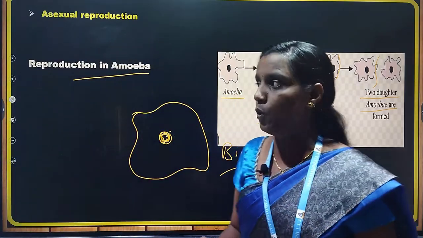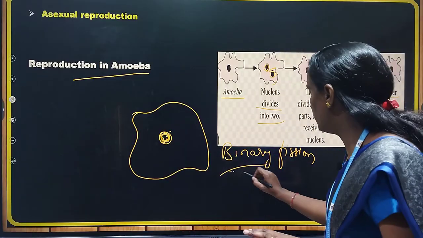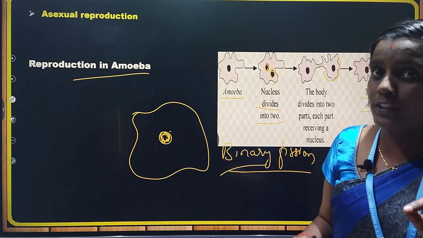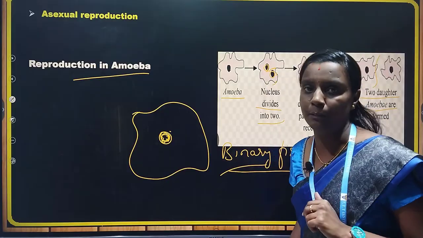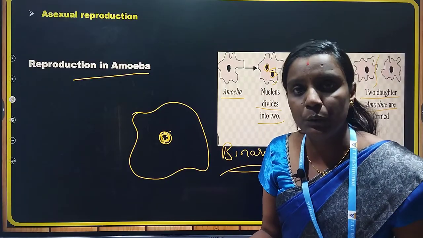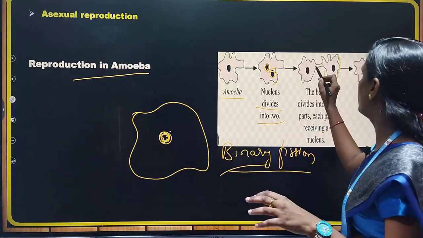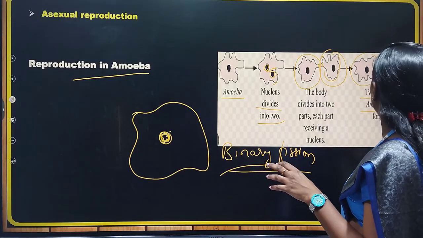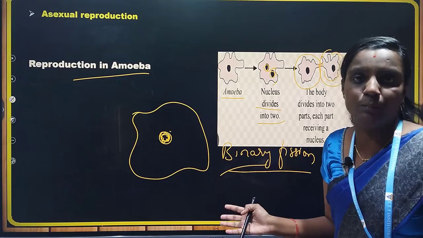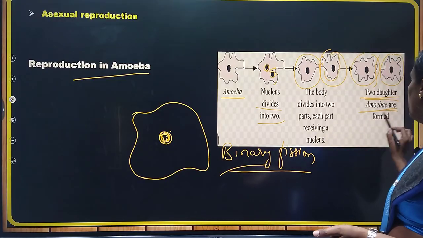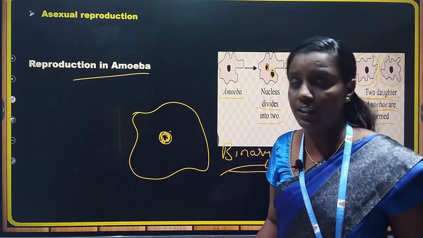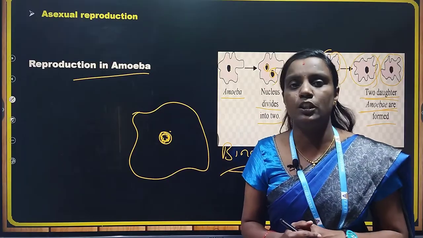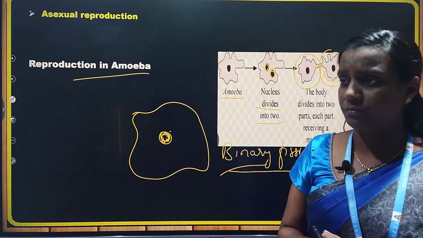Fine, children. So in the amoeba, how is it happening? By a process called binary fission. How? The nucleus in the amoeba will divide into two. So each nucleus is going to form its own body and each detaches from the other and forms two daughter amoeba. Fine, children. So this is how reproduction in amoeba occurs.